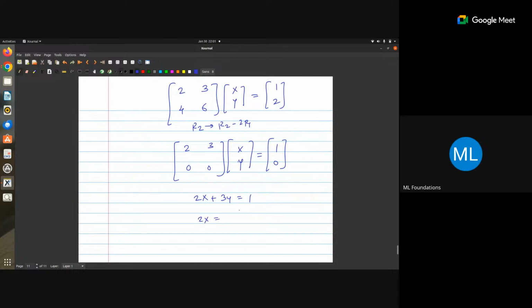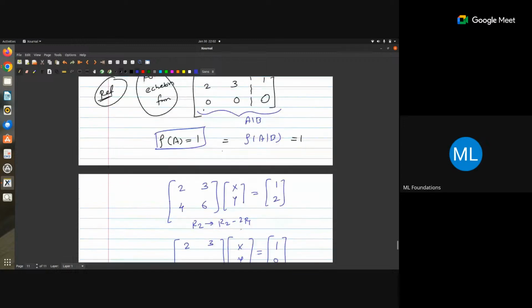So 2x can be written as 1 minus 3y, right? Or x can be written like this. So we are able to find the situation where, if for some y I can find x, that means we are able to find these two coefficients x, y such that we can solve this problem, right? There are other ways to find it out.